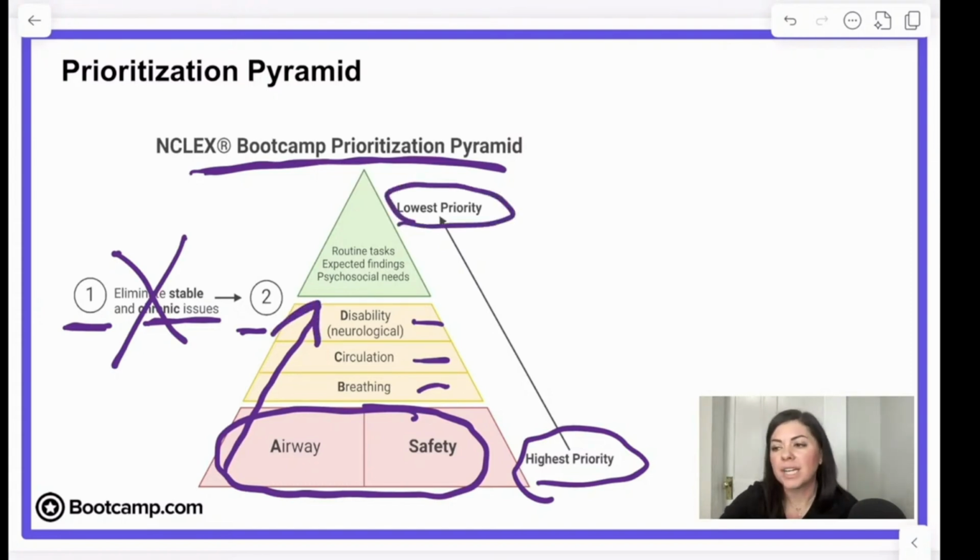Then our lowest priorities are at the top of the pyramid. That's going to be our routine tasks, our expected findings, and then psychosocial needs. What I mean by psychosocial needs is just anxiety or frustration. Although those things are not ideal, they typically are not going to kill us. And that really, guys, is the fundamental principle to follow when we're looking at prioritization: we have to ask ourselves, if we don't perform this task, or if we don't see this client, who's going to die first? What life-threatening condition do we see? Because that's always going to be our highest priority.